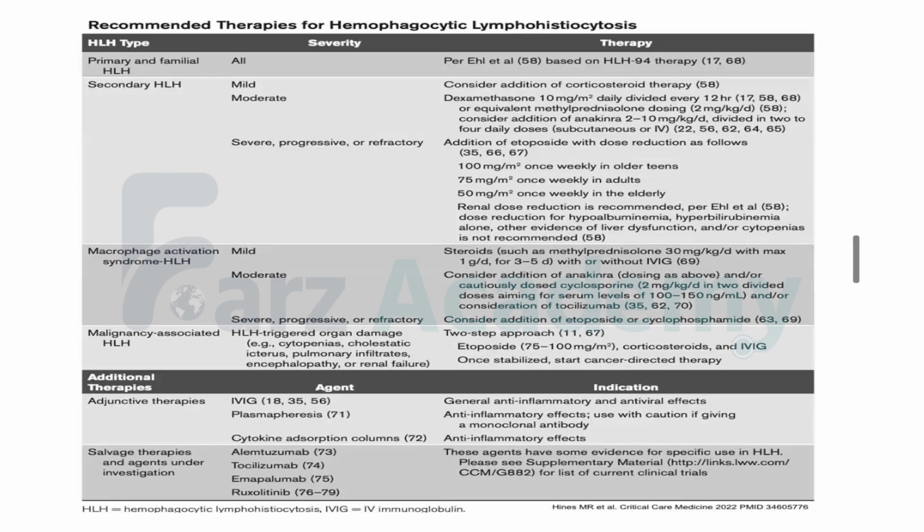There are only 3 or 4 drugs, and you just have to remember which immunosuppressant to use in autoimmunological conditions, infectious conditions, and malignancy related. There are only 5 drugs, so it becomes very easy. So secondary HLH: mild, moderate, severe. Dexamethasone, I have already told, you can use up to 20 mg per day. When you are using it alone in mild cases, you can go up to 40 mg per day.